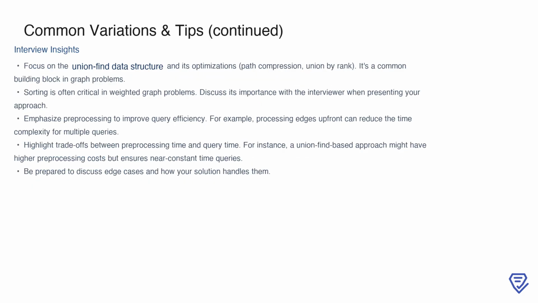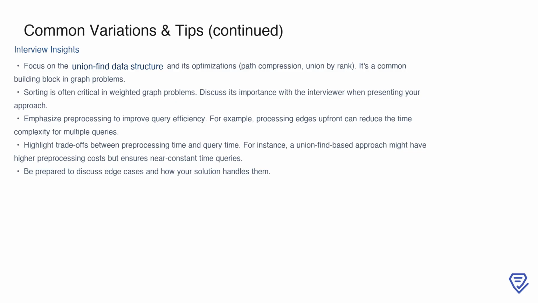Now let's discuss some insights that are particularly relevant for interviews. Union find is a foundational data structure for this problem, so make sure you not only use it effectively but also understand optimizations like path compression and union by rank. These techniques are often a key discussion point with interviewers. Sorting is another critical element in weighted graph problems, so be prepared to articulate why sorting edges or queries is a crucial step in your approach.